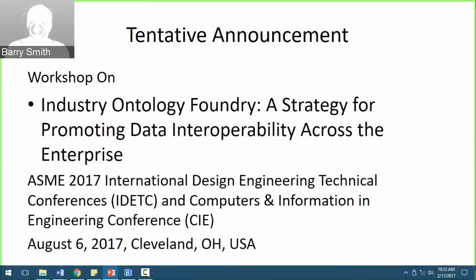All right, I make a tentative announcement now because this workshop has not actually been approved yet, but we have strong reason to believe that there will be a workshop on this at the next meeting of IDETC/CIE in Cleveland later in the year. If anyone is interested in being involved in setting up this workshop, they can contact me. Some of the people on the call already are involved.